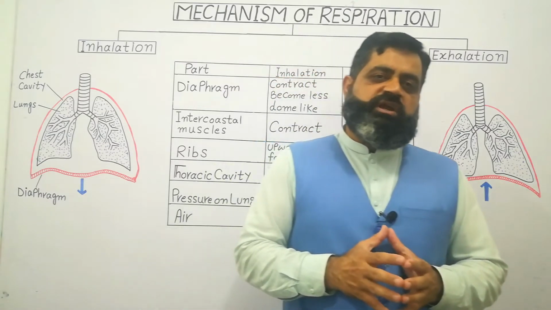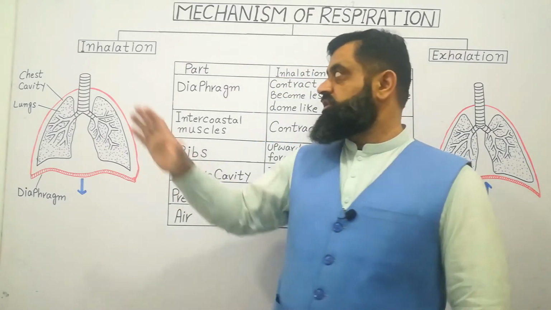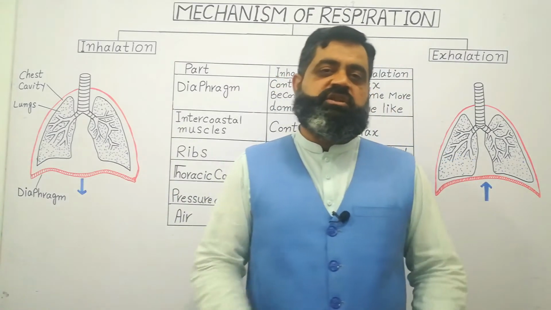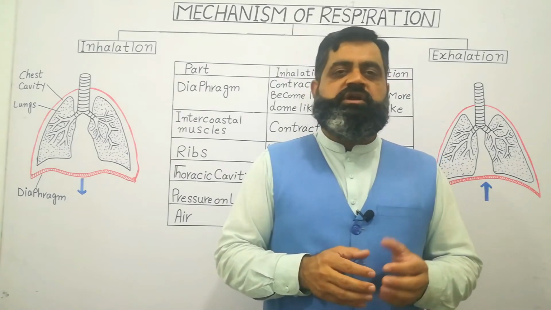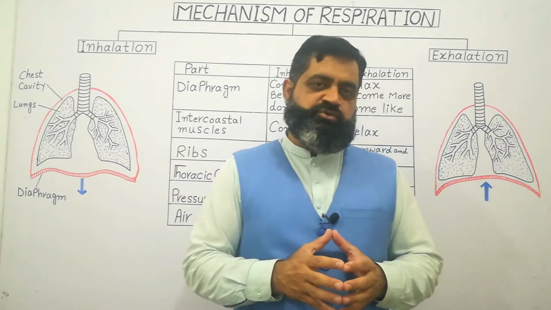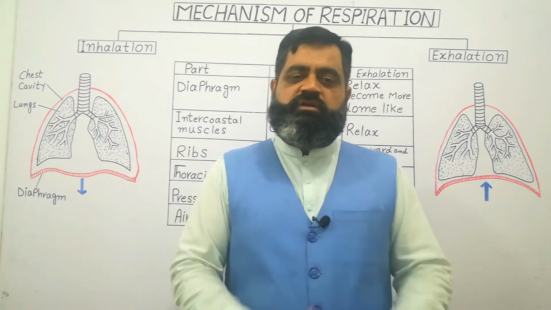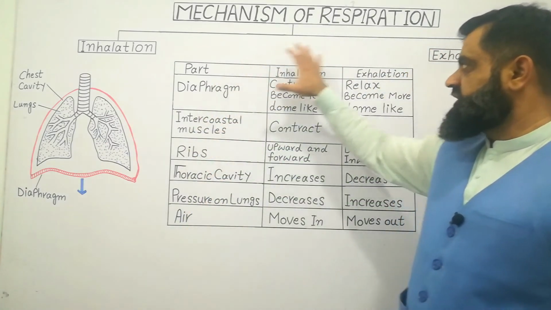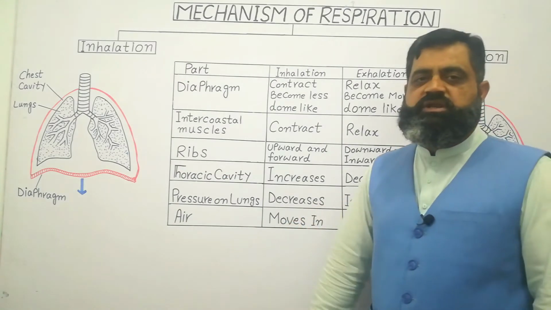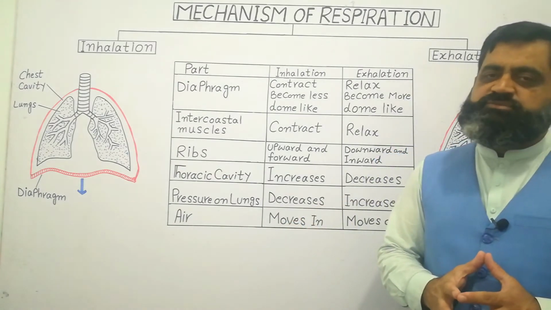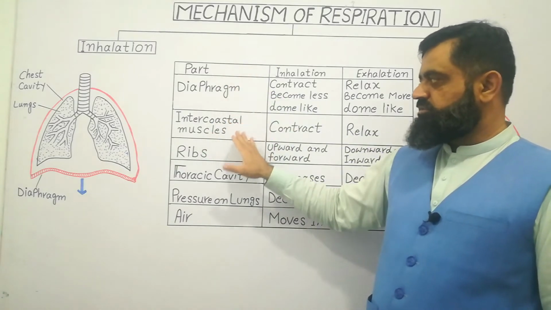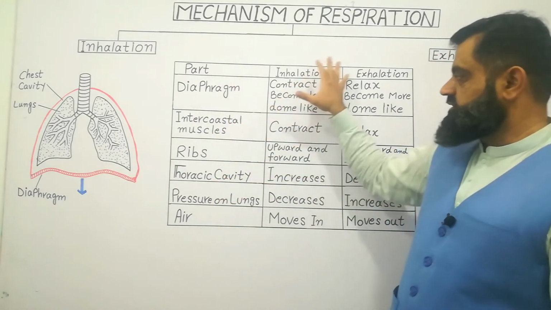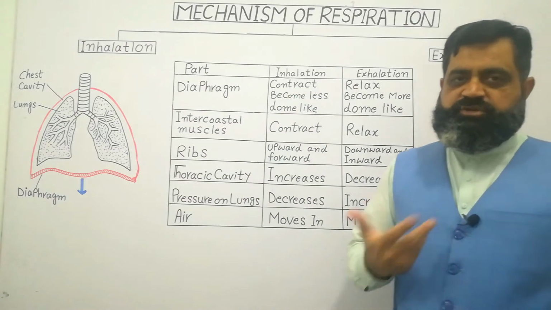Now let's look at the process of inhalation. Inhalation is a process of ventilation in which we inhale air inside our lungs for the exchange of oxygen and CO2. First of all, we are going to look at this table. This table will make it very easy for you to understand this process. These are parts of the body: diaphragm, intercostal muscle, ribs, thoracic cavity, and these are their actions.